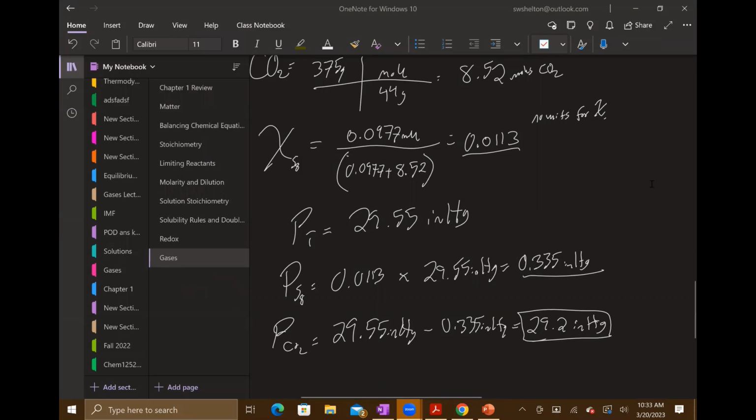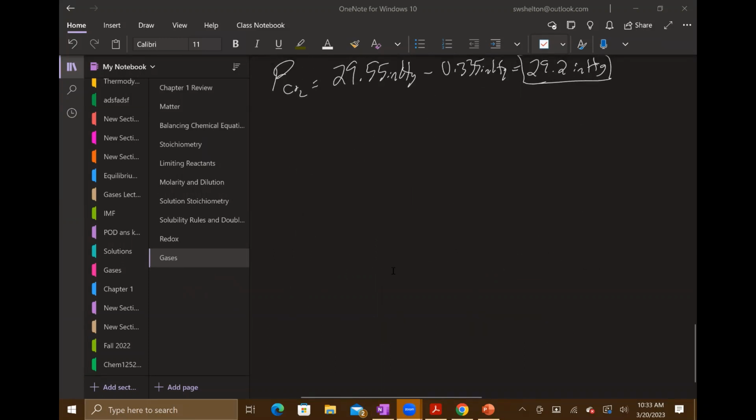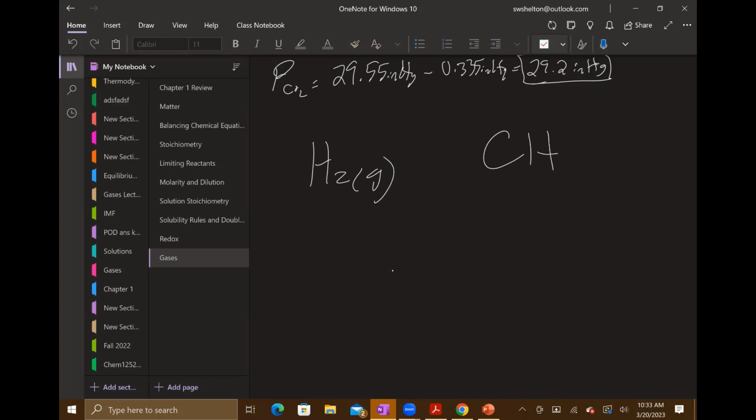There we go. Okay, so let's do some examples before we run out of time. Now we're going to look at hydrogen gas, and then we're going to look at methane gas. The question is, which is going to have a higher root mean square velocity? We're going to calculate the root mean square velocities for each of these. So which one's going to move faster?